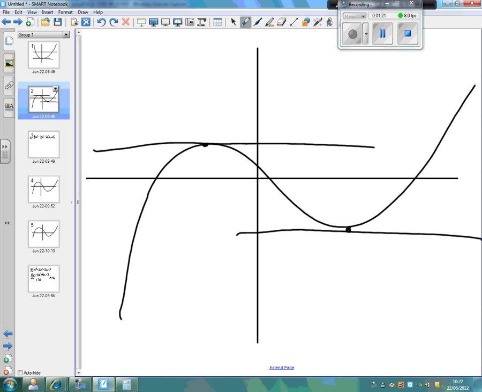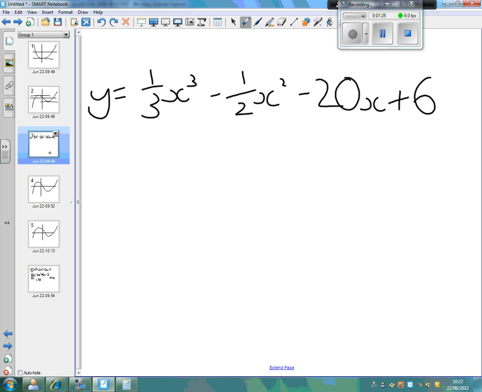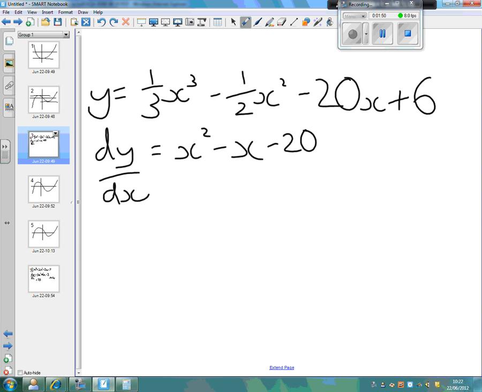So how do we find the coordinates of these stationary points? Now here we have a typical cubic equation. So let's start by differentiating it to find the gradient. If you don't know how to differentiate, I'd suggest going back to our previous video and revising that before you watch this one. So now let's differentiate. I'm going to do this quickly. So dy over dx equals x squared minus x minus 20.